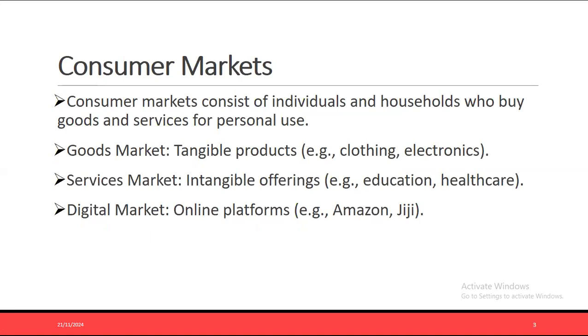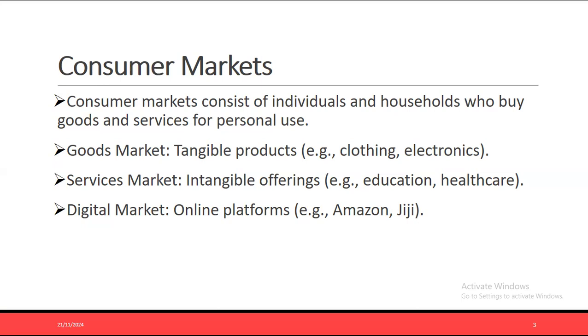If we say consumer markets, I think we have mentioned this earlier. Consumer markets are made up of individuals and households who buy goods and services for personal use. Once the one making the purchase is also the end user, the same person who is going to make use of that product or service, then we refer to that individual or that household as a consumer.